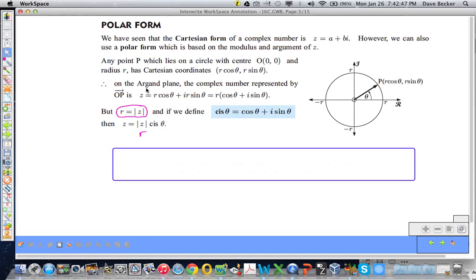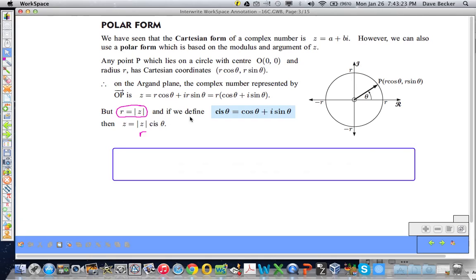And on the Argand plane, the complex number represented by OP is r cosine theta plus i r sine theta. Factor out an r, and that's r times cosine theta plus i sine theta. Same exact thing as on the Cartesian plane, except instead of x and y, we have real and imaginary, and the only difference is we're just throwing in an i there. That's all. And we know that r is equal to the modulus of z. That would be the radius.